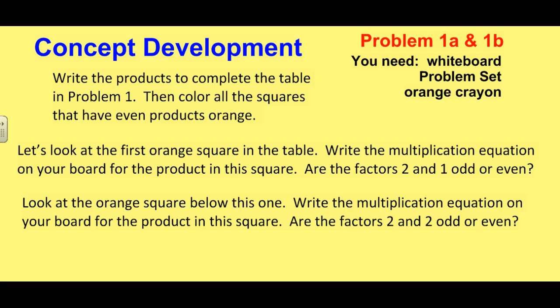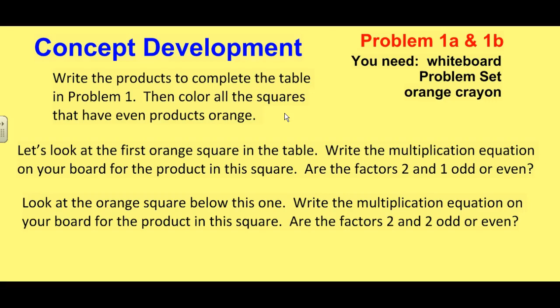Okay, write the products to complete the table in problem 1 and then color all the squares that have even products orange. So what you're going to do right now is complete all of the multiplication equations, and then once you have answered all of them, you're going to look for the products that are even and color those orange.